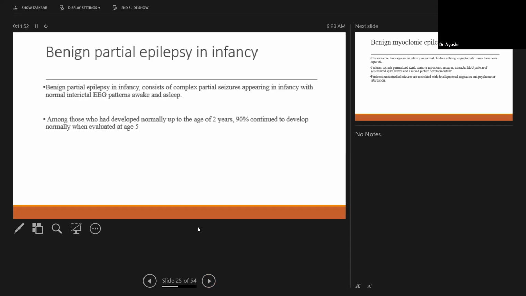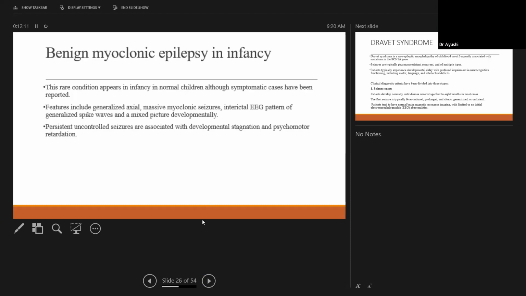Next, we will talk a little bit about benign partial epilepsy in infancy. It consists of complex partial seizures with normal interictal EEG patterns of awake and asleep. And among those who have developed normally up to the age of 2 years, 90% continue to develop normally when evaluated at age 5. Now, benign myoclonic epilepsy in infancy. This rare condition appears in infancy in normal children, although symptomatic cases have been reported. Features include generalized axial, massive myoclonic seizures, interictal EEG pattern of generalized spike waves, and a mixed picture developmentally. Persistent uncontrolled seizures are associated with developmental stagnation and psychomotor retardation.